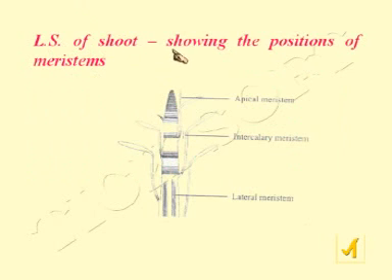LS of shoot showing the position of meristems. The LS of shoot is given below in the diagram, along with the position of the meristems. Meristems are classified on the basis of the position where they are present. The position of the three meristems is given. First one is in the shoot. The tip of the shoot contains the apical meristem. These cells are present in the tip of the stem, root, or branches.